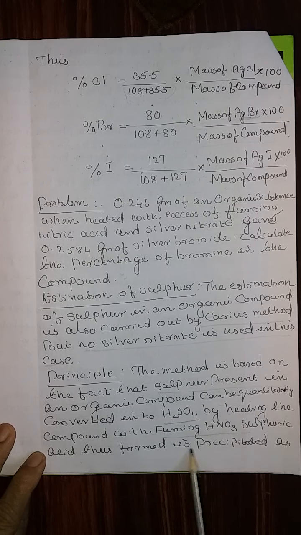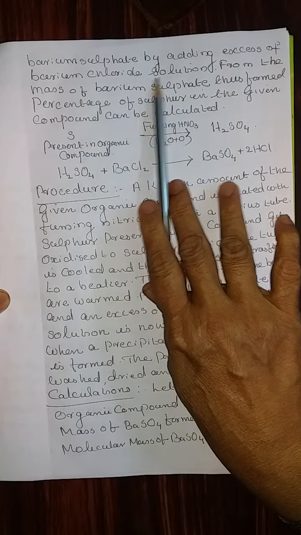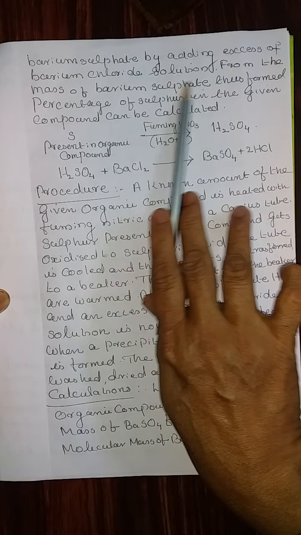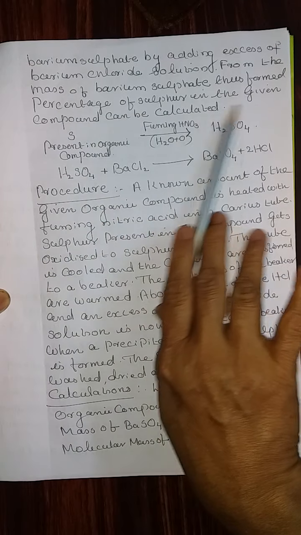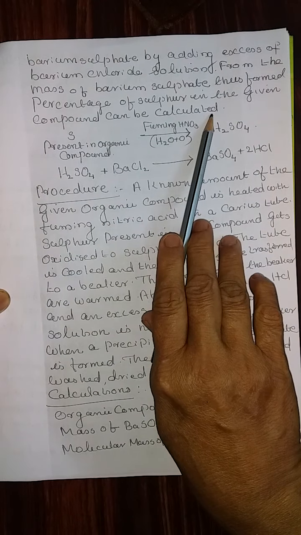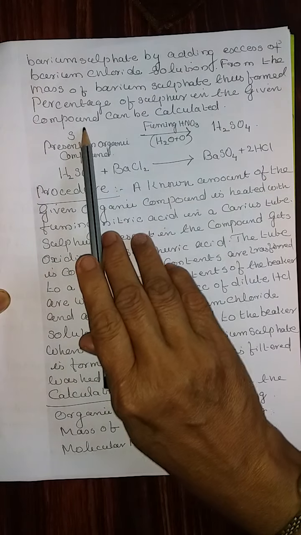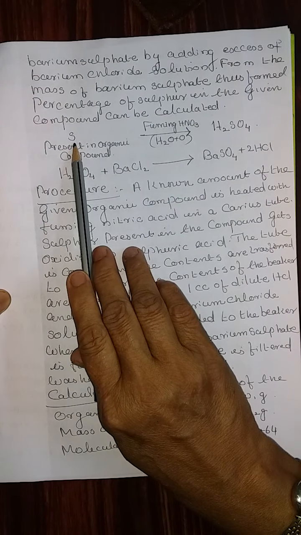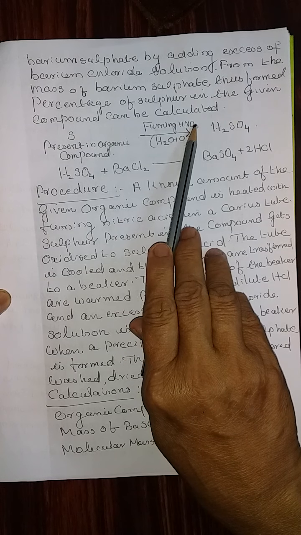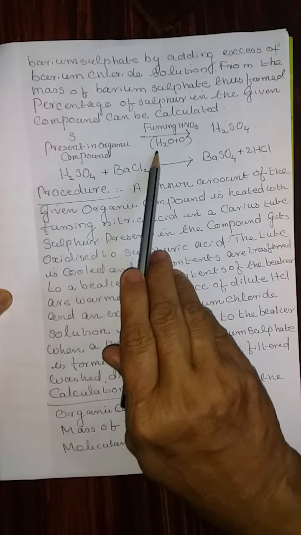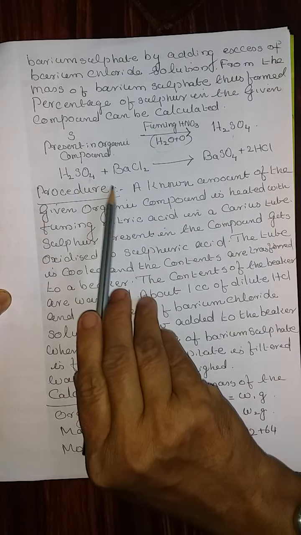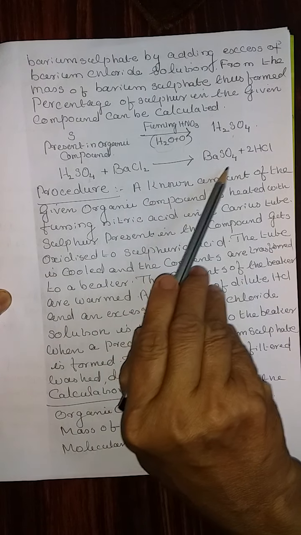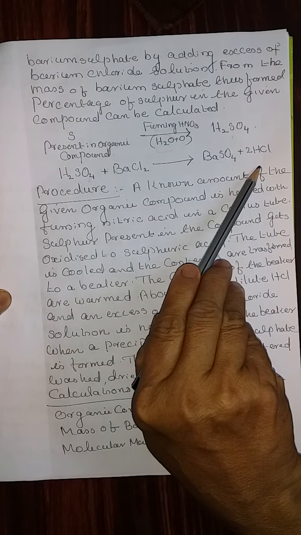Sulfuric acid thus obtained is precipitated as barium sulfate by adding excess of barium chloride solution. From the mass of the barium sulfate thus obtained, the percentage of sulfur in the given compound can be calculated. The chemical reaction: the organic compound which contains sulfur, in presence of fuming nitric acid, oxidizes this sulfur, and in presence of water converts it into sulfuric acid. This sulfuric acid reacts with barium chloride and forms barium sulfate and hydrogen chloride.